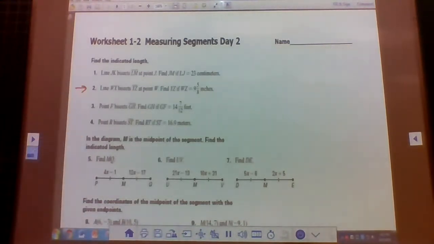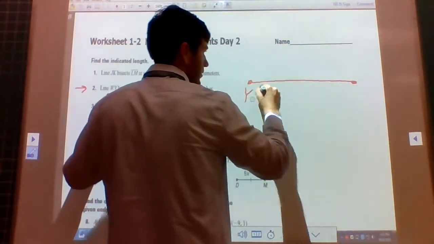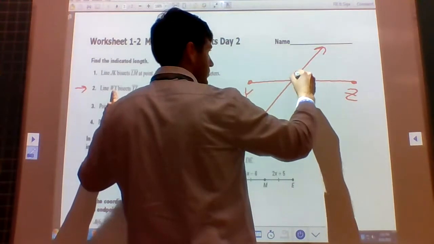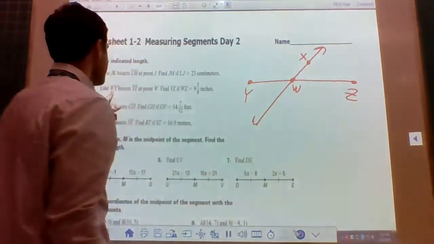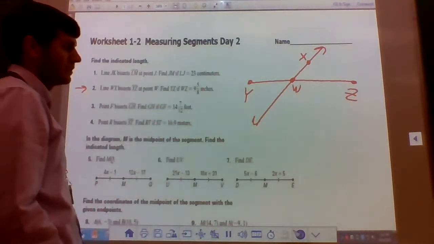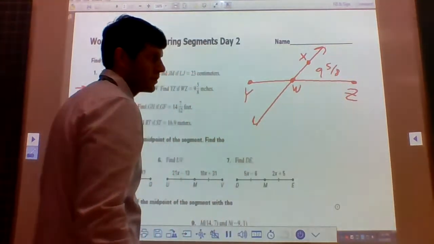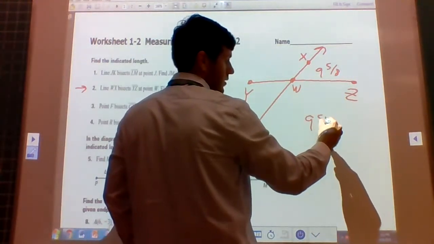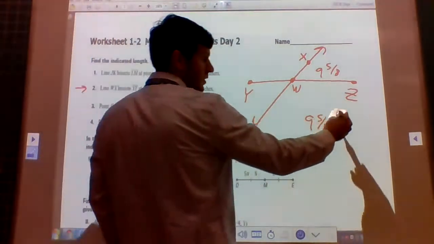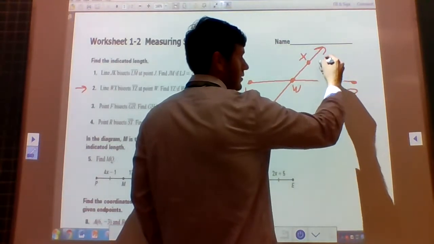Okay, number 2. We have line WX bisects segment YZ. So let's put a Y and a Z. Line WX bisects, which means it splits it in half at point W. So this is point W, here is X. We need to find YZ if WZ is 9 5/8. 8 times 9 is 72, 72 plus 5 is 77, so that's really 77 over 8. I'm just going to use that instead of our mixed fraction.